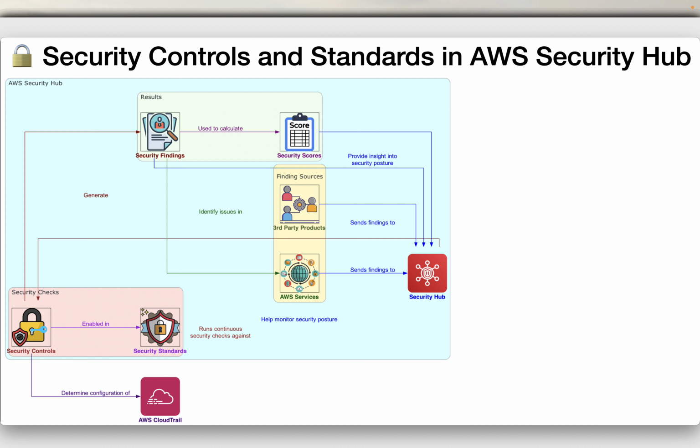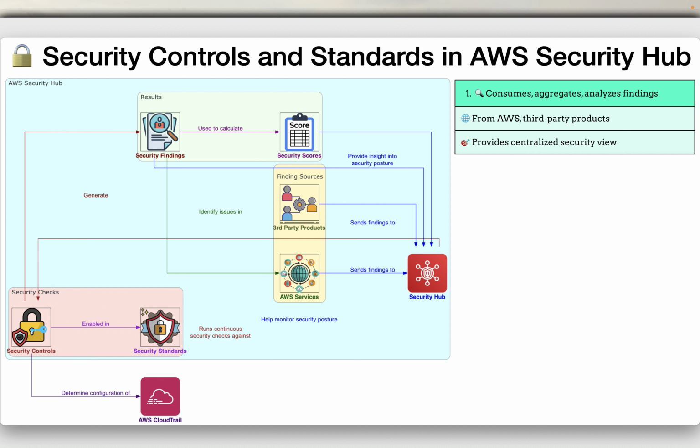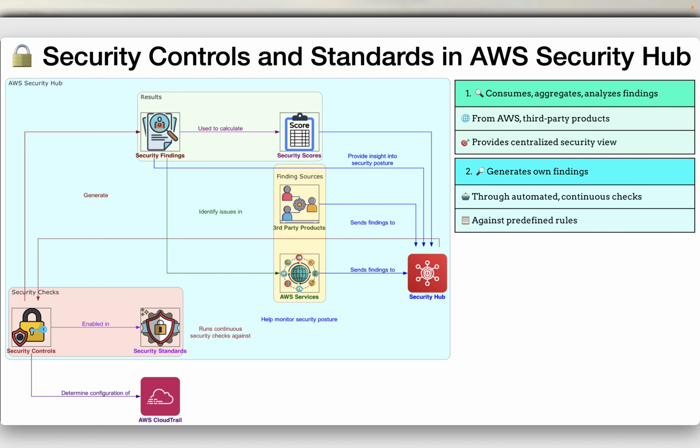Okay, security controls and standards in AWS Security Hub. AWS Security Hub collects, consolidates, and examines security findings from various supported AWS services and third-party products, which provides a centralized view. In addition to consuming findings from other sources, Security Hub also generates its own findings by running automated and ongoing security checks against a set of predefined rules.